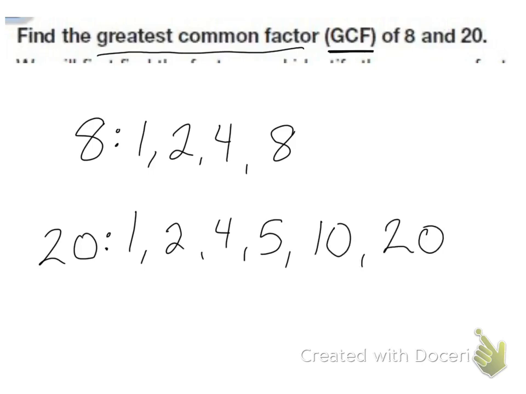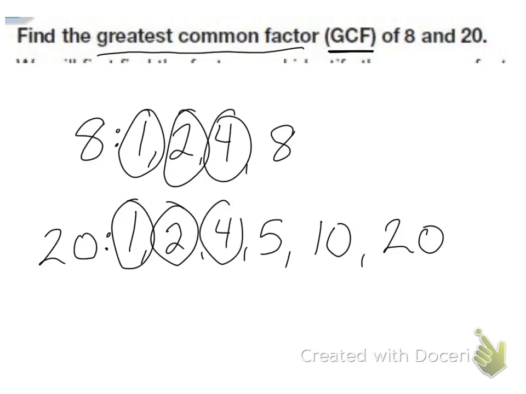Let's go ahead and circle the common factors. 1 is the same, 2 is the same, 4, and that's it. The greatest common factor is the largest number that is a factor of both. In this case, it's 4. So the greatest common factor is equal to 4.